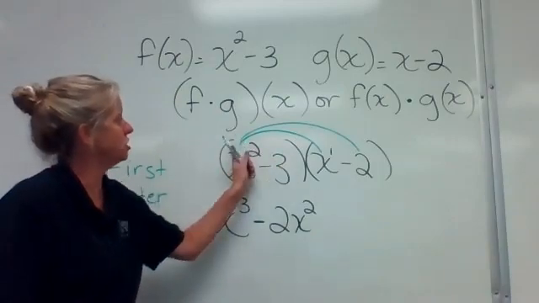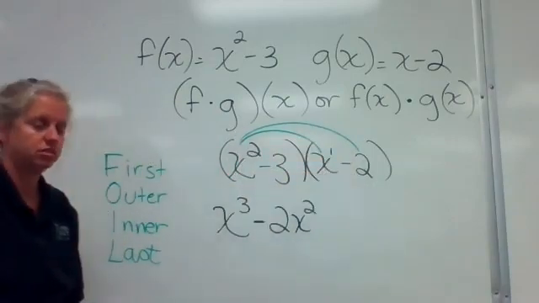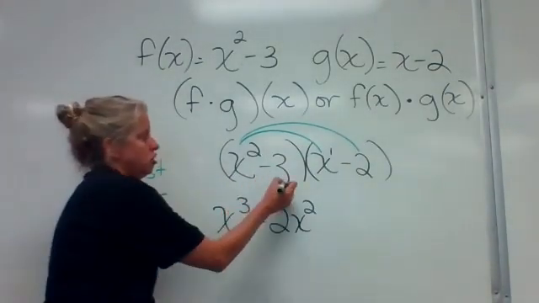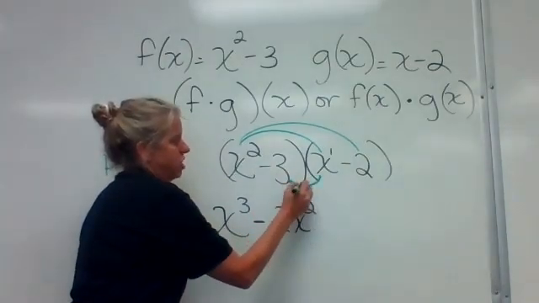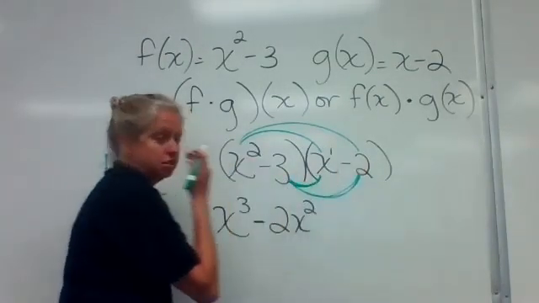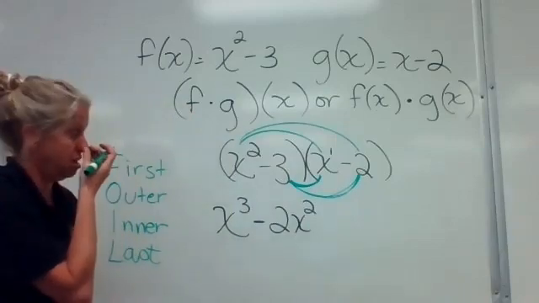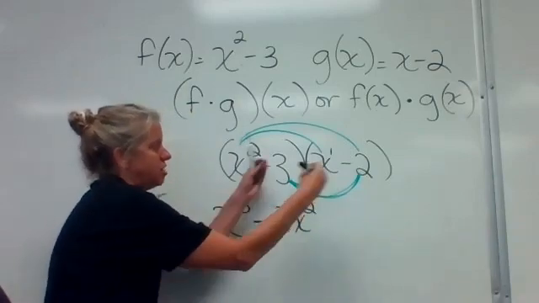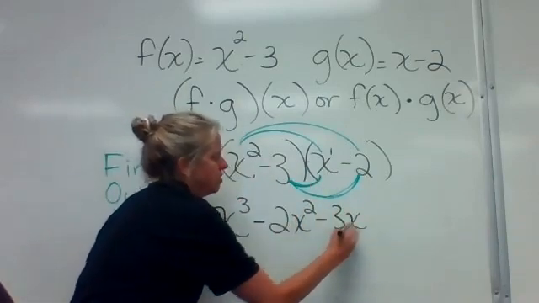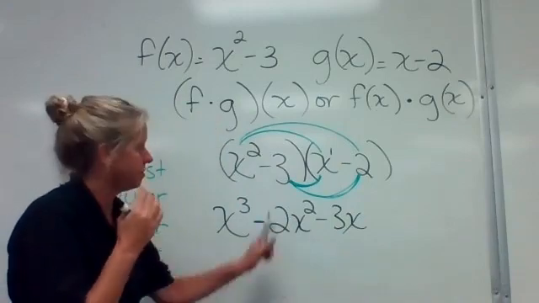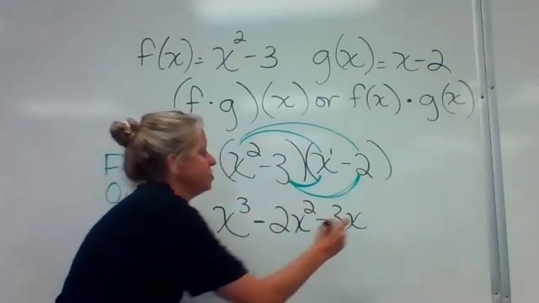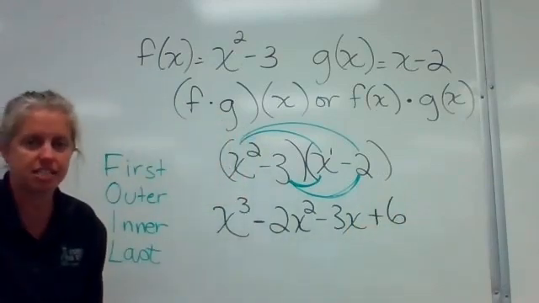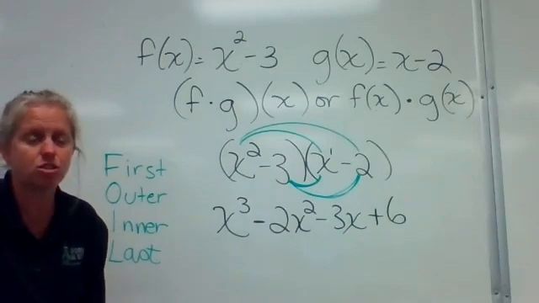So there's my first and my outer. Then the next part is the inner and the last, which is just distributing the -3. There's your inner and there's your last. So let's see, -3 times x, again, multiplying a number times a letter just hooks them together. So -3x, -3 times -2, negative times a negative gives me +6.